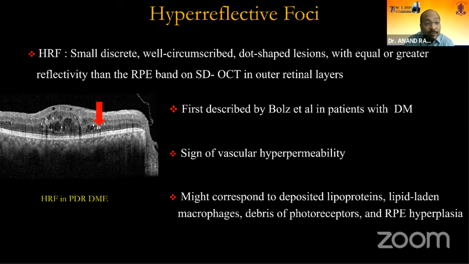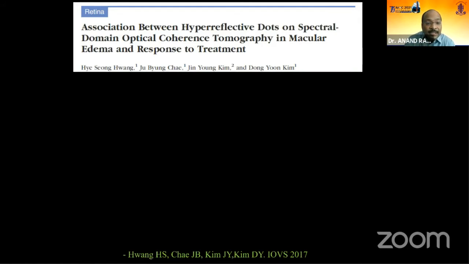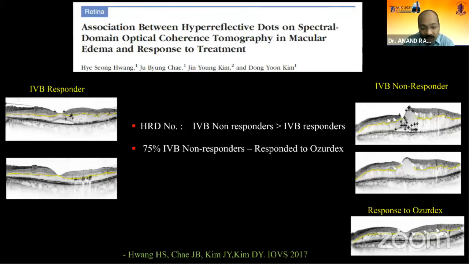And Huang et al. did something very interesting. They looked at cases of DME and RVO in a retrospective study, and they defined it similarly. And they put a number to it, 20 to 40 microns. This is the size. So these patients all had 3 injections of bevacizumab. Non-responders from these were treated with Ozurdex. They found that the HRF number was more in bevacizumab non-responders than responders. 75%, 3/4 of the bevacizumab non-responders responded to Ozurdex. HRF number conversely was more in Ozurdex responders than non-responders, so opposite to bevacizumab.